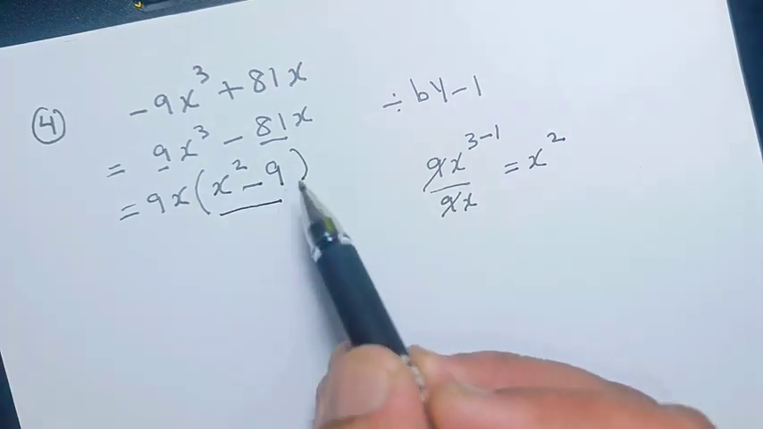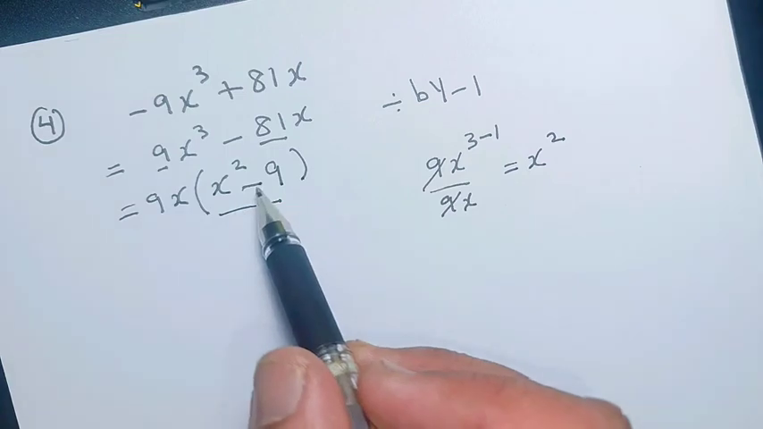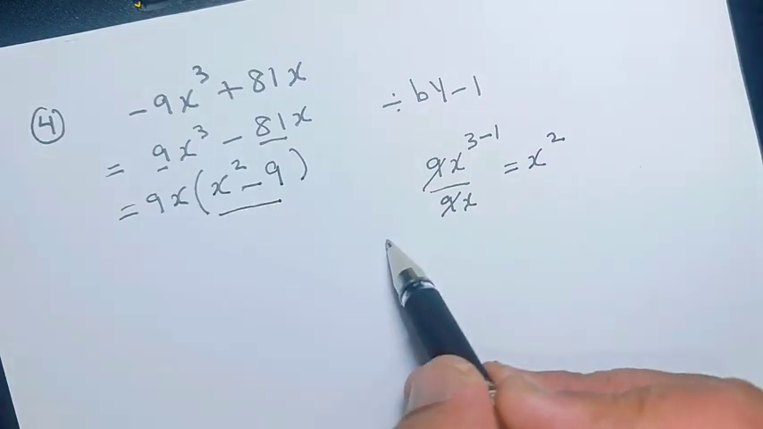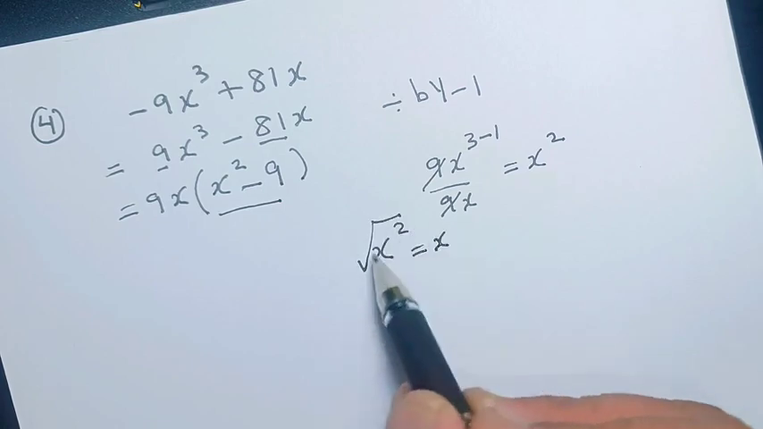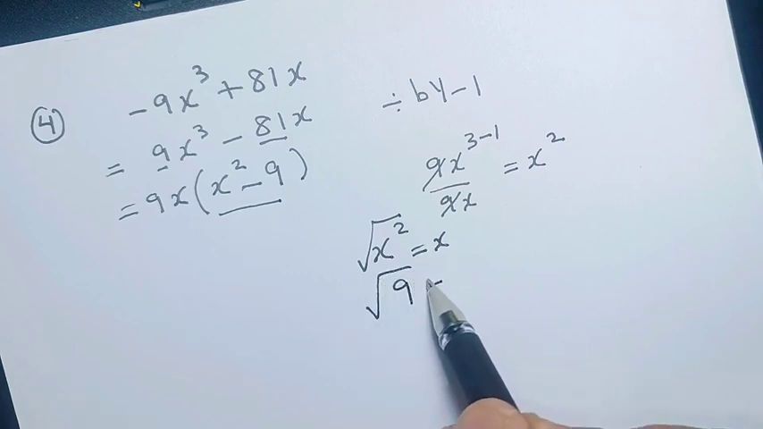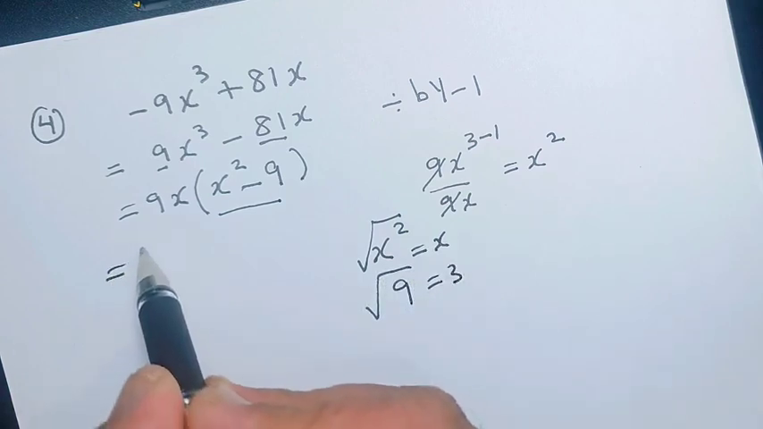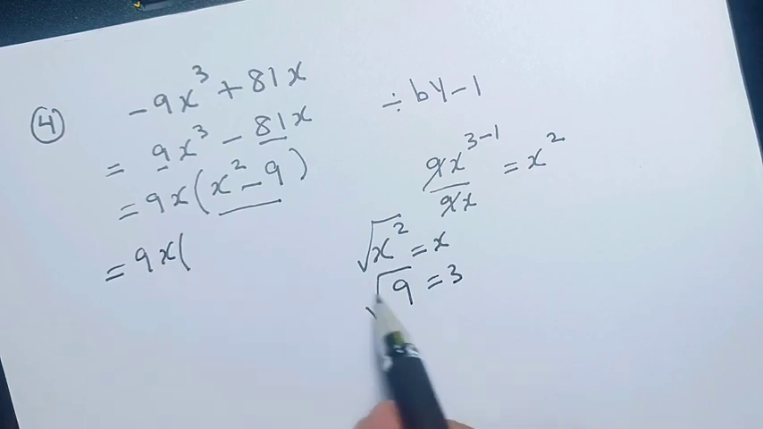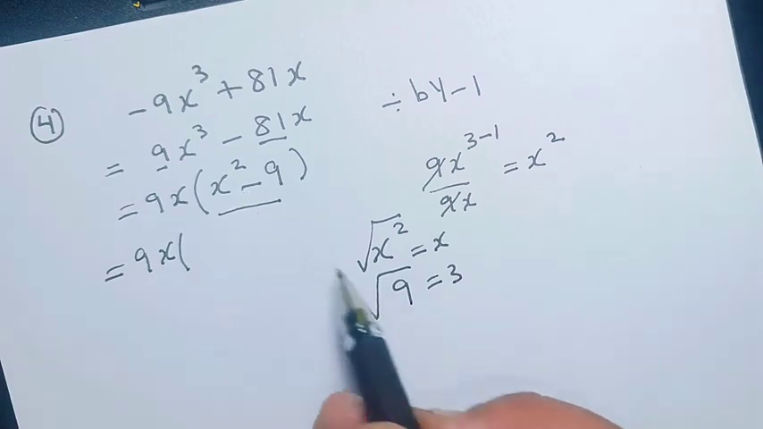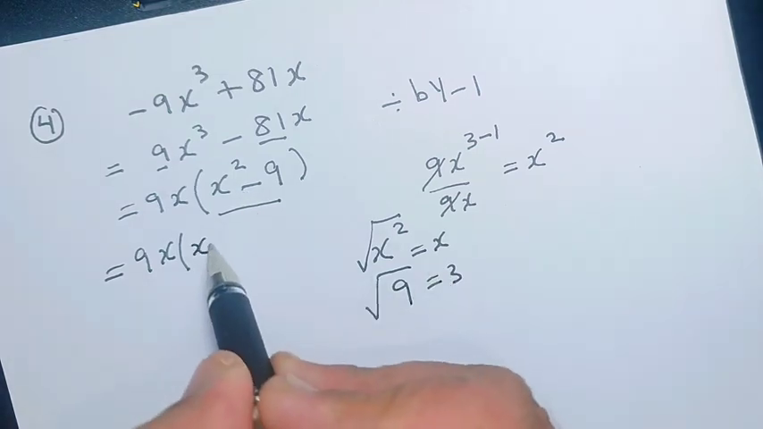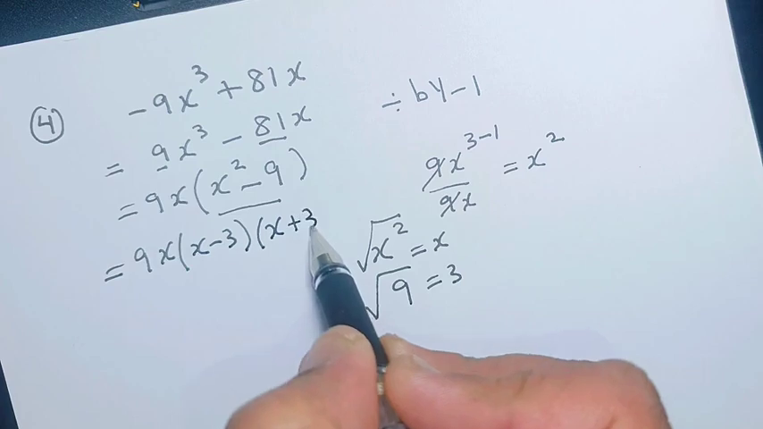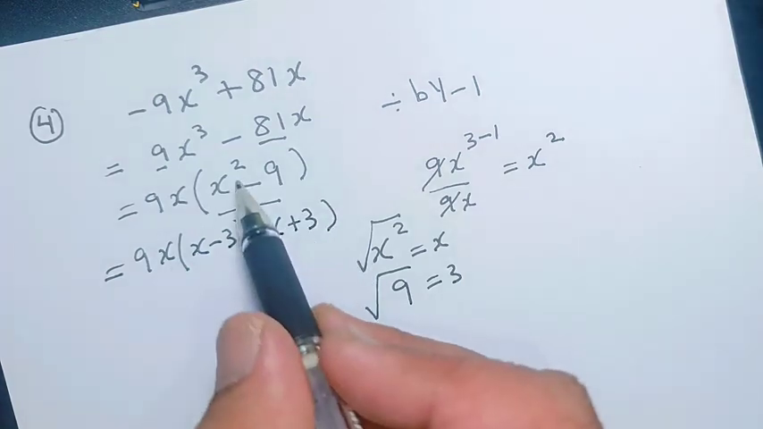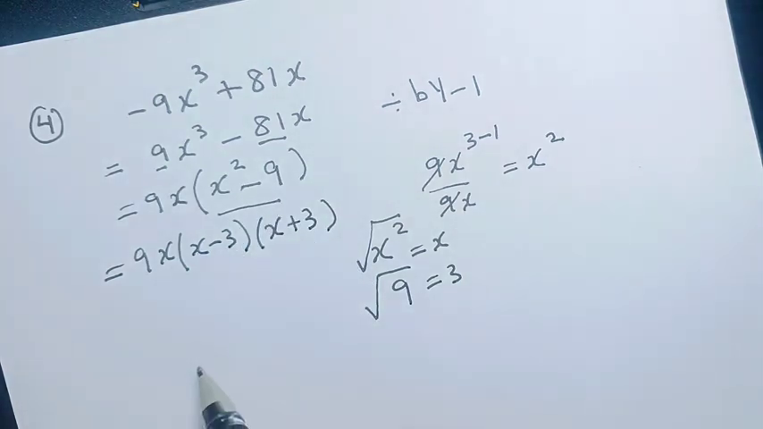But this one you can see now is a difference of perfect squares. Both terms are perfect squares. So I'm going to apply the square root here, the answer is x, and the square root of 9 is 3. Now the 9x is going to tag along. So the factors are x minus 3, one time with a minus sign, and the second time a positive sign. These are the factors of x squared minus 9. This is my final answer.